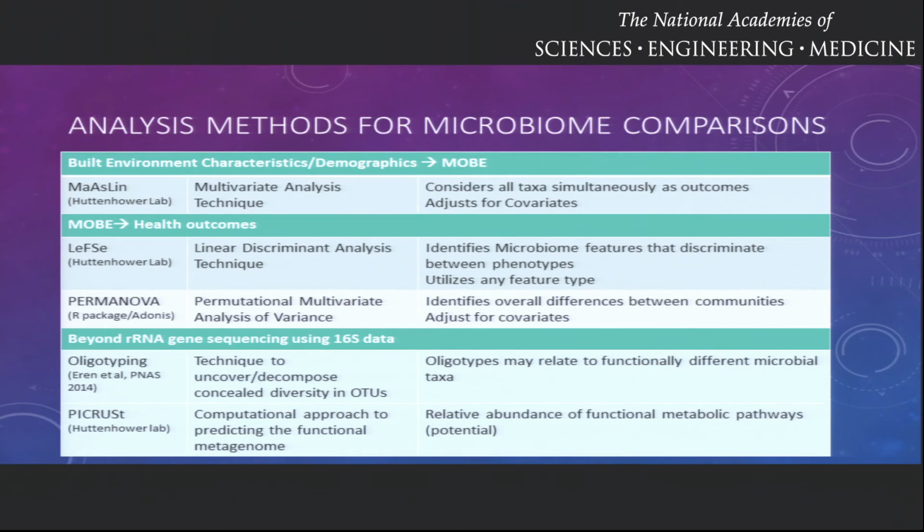And then it's possible to go beyond 16S rRNA gene sequencing. Even if you just have the 16S data, there's more to be learned besides taxonomy from it. So I've mentioned PICRUSt already. You can impute the functional metagenome using your 16S data. And then there's another technique called oligotyping that people may have heard of. It's a technique used to uncover decomposed, concealed diversity in OTUs. So when we group things by 97% similarity, there's some additional diversity that isn't quite accounted for. And some of these oligotypes may relate to functionally different microbial taxa.